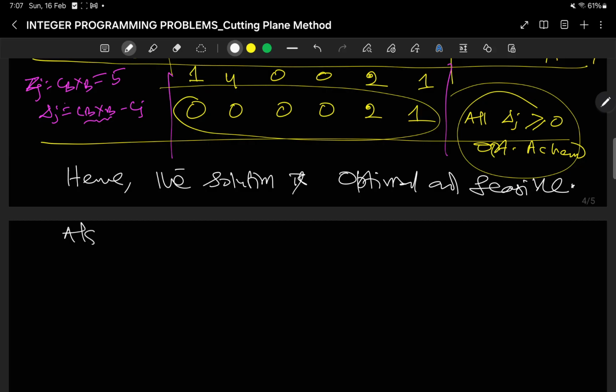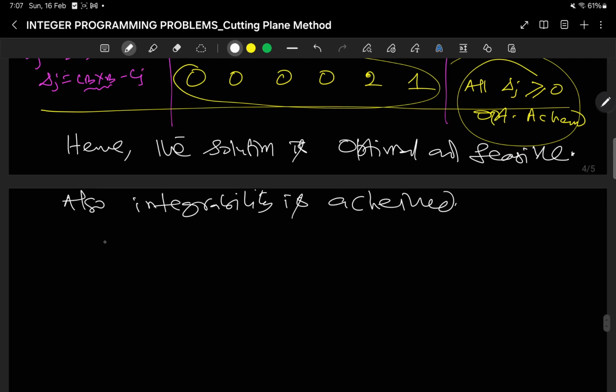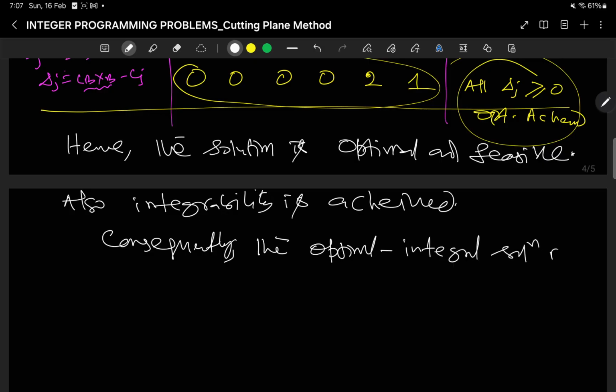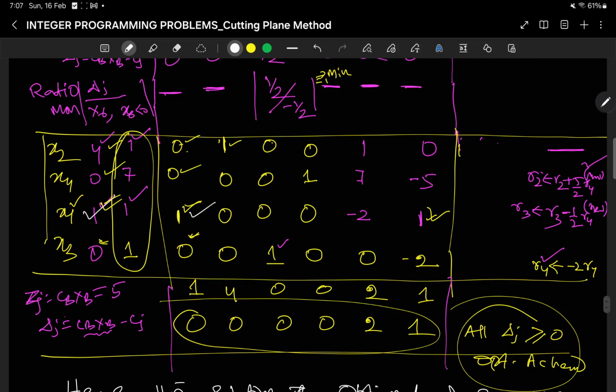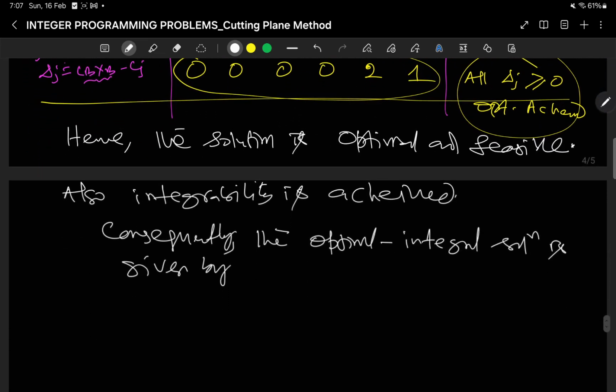Also integrability is achieved. Consequently, the optimal integral solution is given by here x1 is 1, x2 is also 1, right. x4 7 we don't need because these are in my basic, my x1 and x2 here.